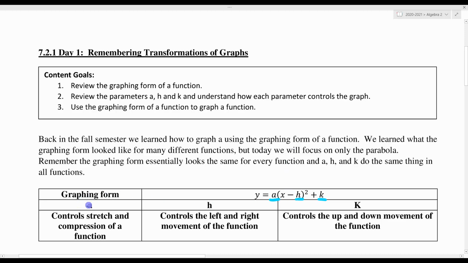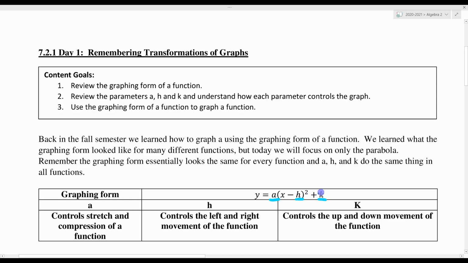Right? And the a parameter, this number that's out front of the parentheses, controls the stretch and the compression of a function. So for a parabola, this is what makes the parabola skinnier or wider. The h parameter, that's inside of the parentheses. This controls the left and right movement. So if I wanted to take my parabola and slide it to the left or slide it to the right, this is the number that controls that. So if we saw a 2 here, that would mean that it moved to the right 2 if it were a -2. So remember, minus moves to the right, plus moves to the left, all right?